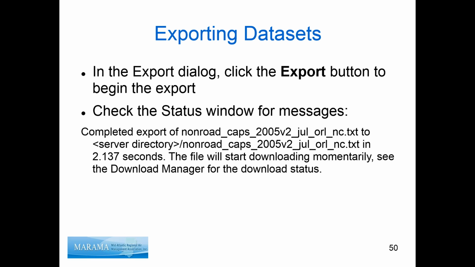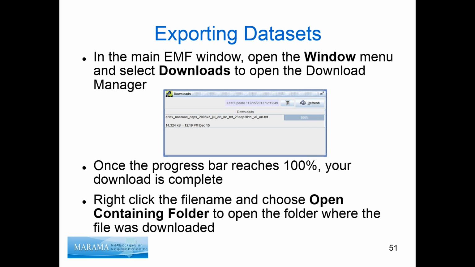Since this is a process where the server's going to do some work, you'll be using the status window. The status window will be updated, and it'll show you when the export is completed. And then the download starts onto your computer. So you'll have this download window, and the download window has a little progress bar to show you how it's going. Once that's done, you can right-click on the download, and there'll be an option that says Open Containing Folder, and that'll then open the file up in Windows Explorer.